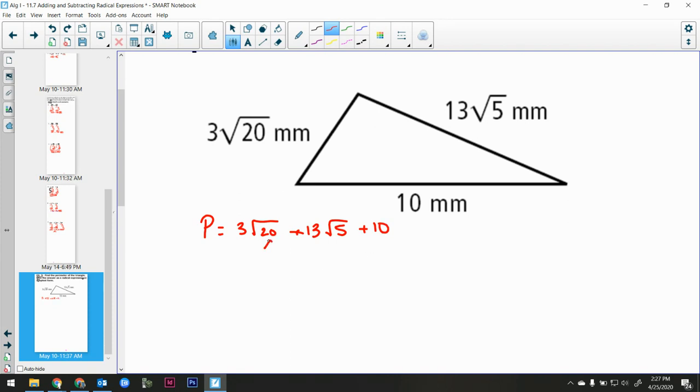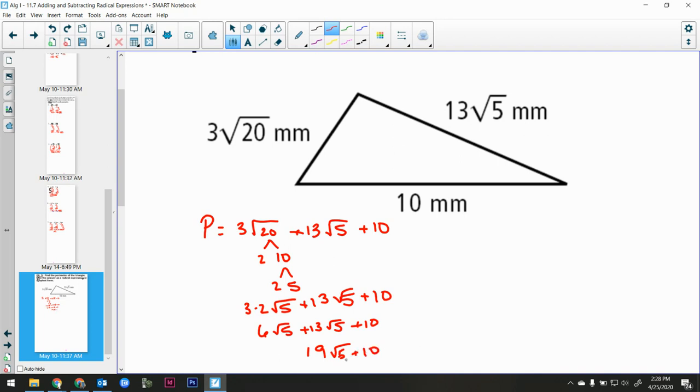Okay, so now I break this down. This is 2 and 10 and 2 and 5. So this gets me a 3 times 2 radical 5 plus 13 radical 5 plus 10. So 6 radical 5 plus 13 radical 5 plus 10, or 19 radical 5 plus 10. Notice that I don't make this 29 radical 5. I can't do that because this is a radical 5, this is a radical 5, but this does not have a radical 5 with it, so we're done there.